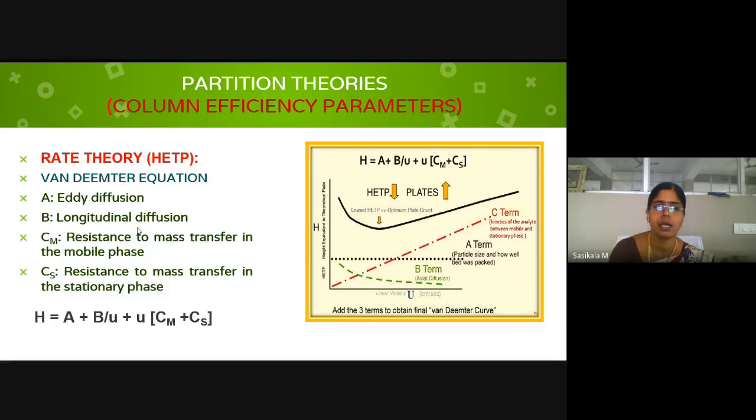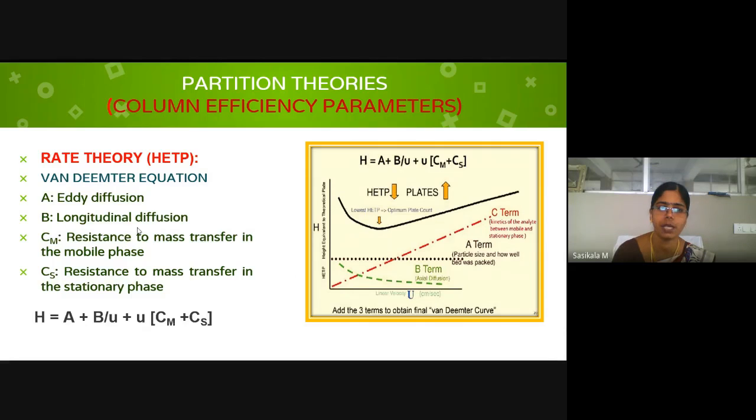What is A? It is eddy diffusion, and it depends on particle size and column packing. It depends on particle size of the adsorbent or column material, and how well the column is packed. Where the C term depends on kinetics of the analyte between stationary and mobile phase. The B term is for axial or longitudinal diffusion. Okay, what is U? U is linear velocity. Unit is centimeter per second.